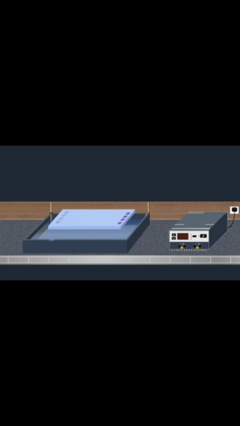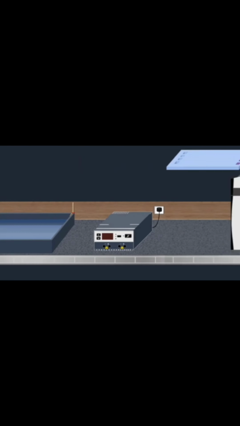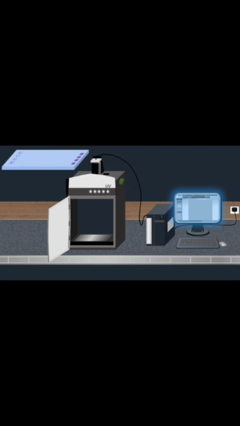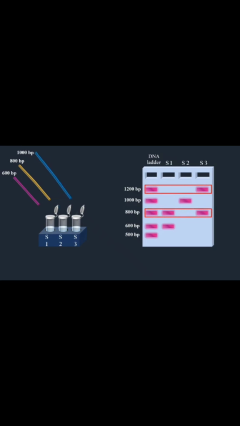Once the DNA fragments have been separated, the gel is placed under a UV light. Then, the DNA fragments can be clearly seen as bands. A large number of DNA fragments of the same size is found in each band. The comparison of the DNA bands of the samples to the DNA ladder can help determine their distinguishing sizes.